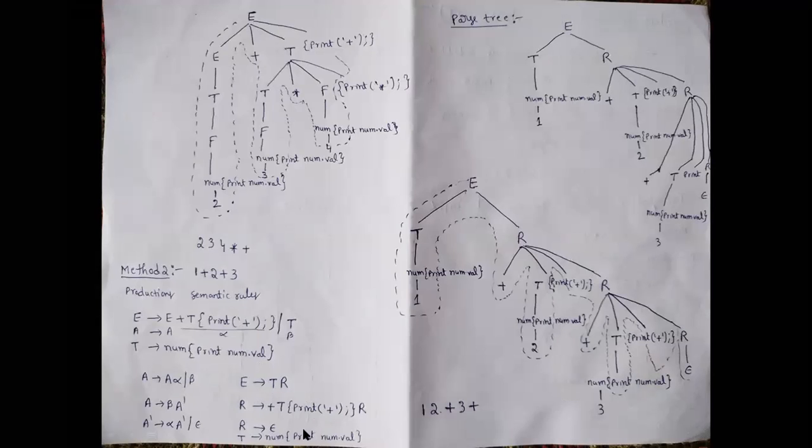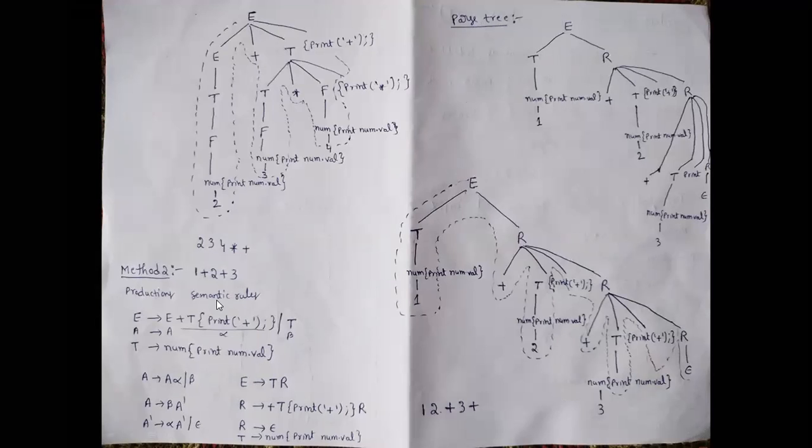So we have to construct the parse tree here. How to construct the parse tree? What is the first production in this one? We have to write those productions. E produces T capital R.